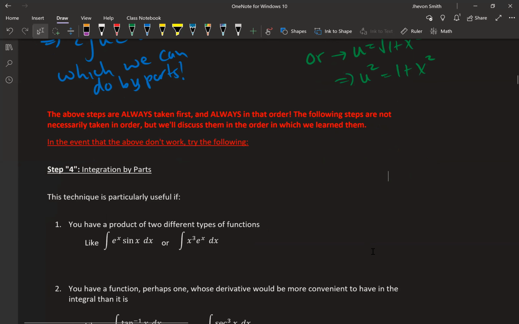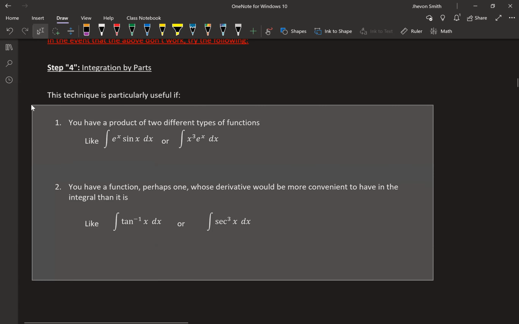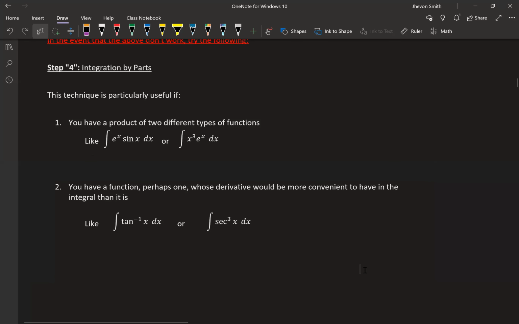Okay. So the next thing we learned was integration by parts, okay? So this might be a 4th thing or a 5th thing that you look for. There is no particular order here. How would you know that an integration by parts can work out? Well, there are 2 scenarios in which an integration by parts would be useful, right? So one is if you have a product of 2 different kinds of functions, okay?